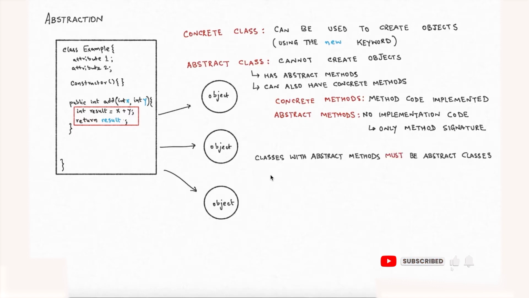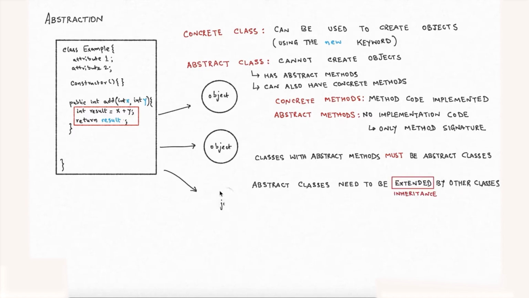A natural question now will be that if abstract classes cannot create objects, then what do we use them for? Usually, abstract classes are parents of other classes. So different classes would inherit from abstract classes, and that's how we utilize abstract classes. So keep in mind that you have to inherit from an abstract class in order to utilize the abstract class. Let's get this out of the way.